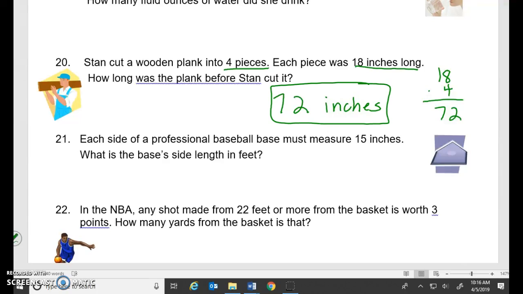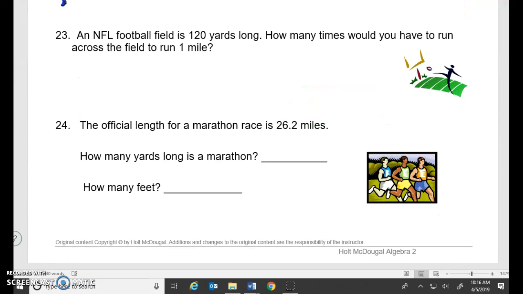Okay, now I'm going to go down to 23. Okay, on 23, an NFL football field is 120 yards long, so let's underline that.